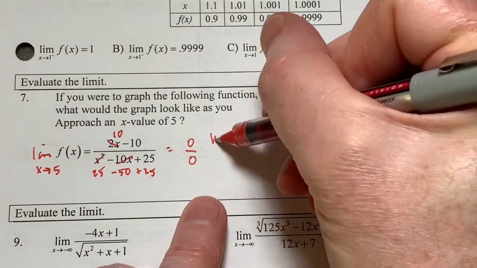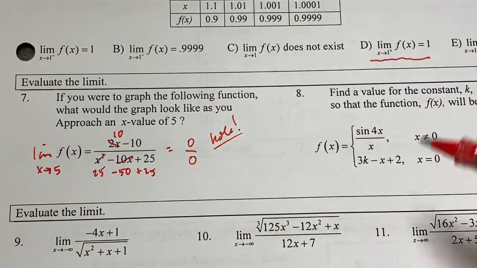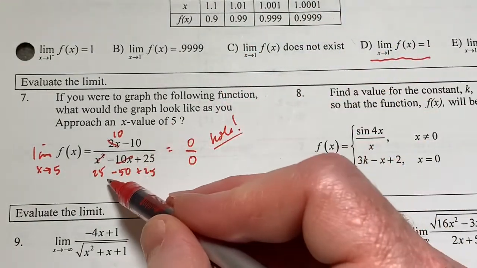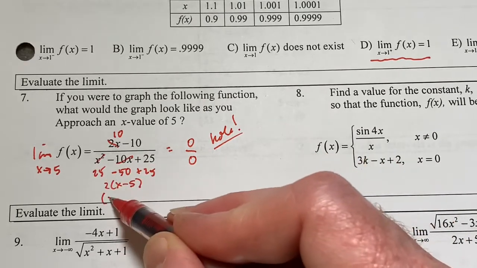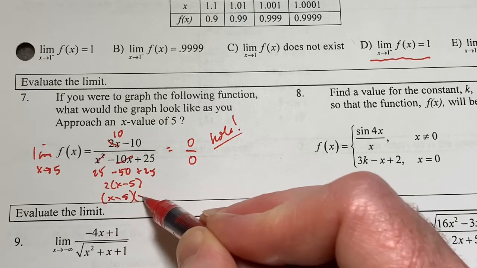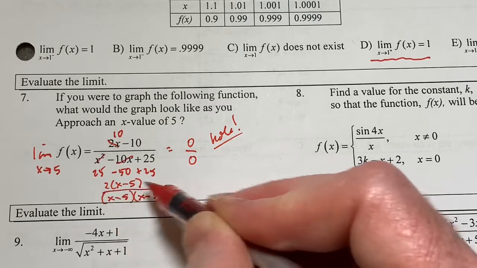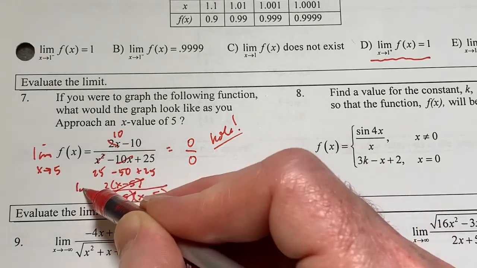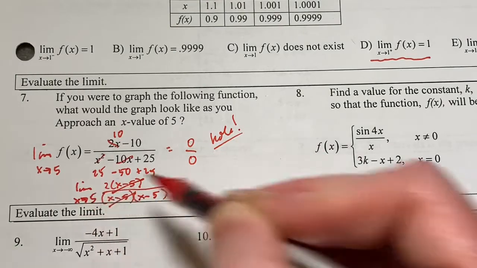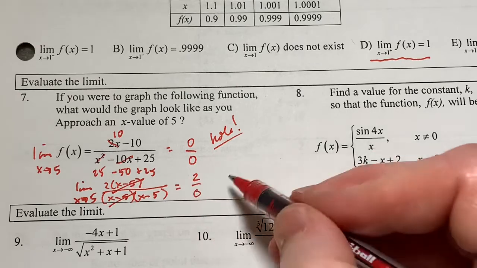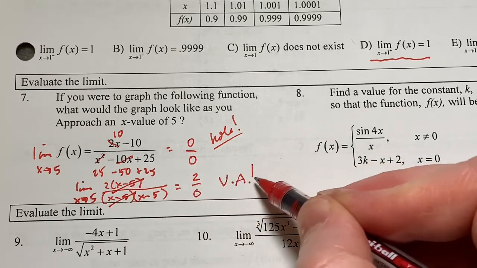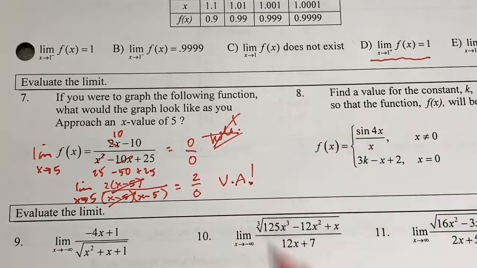So most people look at that and say, oh, it looks like a hole. But if I take this and I factor a 2 out, and I take the denominator and I factor it into x minus 5 squared, or x minus 5 times x minus 5, that cancels. And look what happens when I redo the limit now. I get 2 over 0. What does 2 over 0 mean? Oh, vertical asymptote, right? So it ended up not being a hole at all.